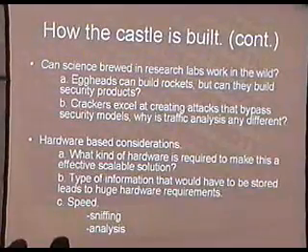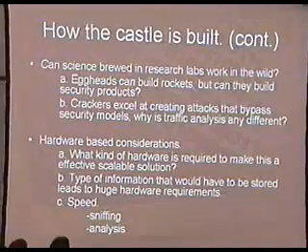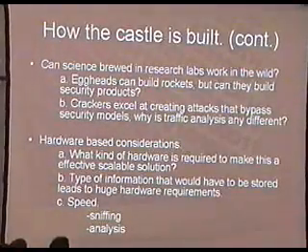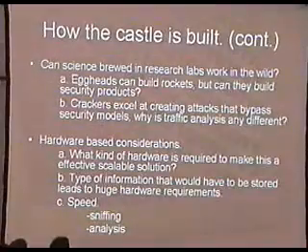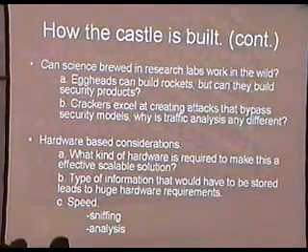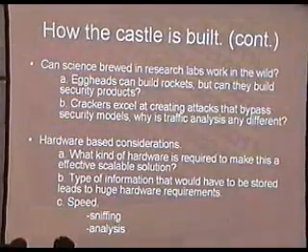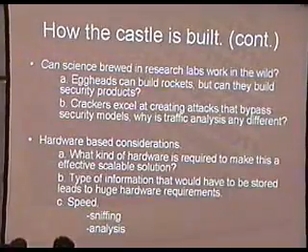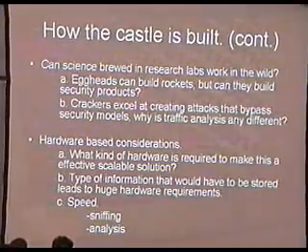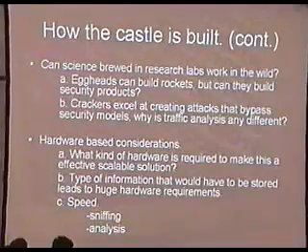Can science brewed in research labs work in the wild? This is an interesting question because most of the behavioral-based anomaly intrusion detection systems are based on theory and proofs, meaning that there's formulas to everything. It doesn't take well into account growing networks or changes in different environments. Basically, they think that everything is easily representable.